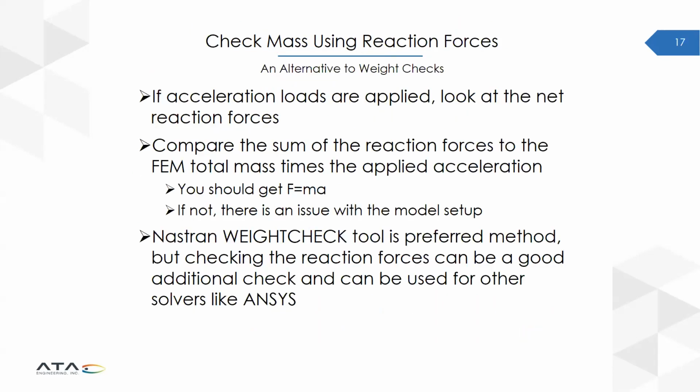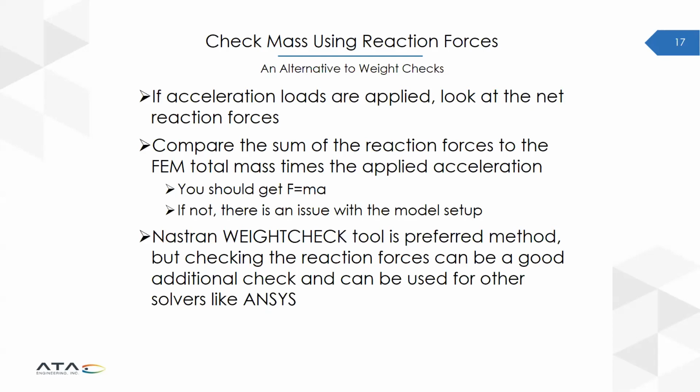And then, oh, one last thing, checking mass. Another way to check mass is using reaction forces. So if you use acceleration loads, it's good to look at the net reaction forces and compare the sum of those reaction forces to the FEM total mass times applied acceleration, or in other words, F equals ma. And if you're not getting F equals ma, you want to double check your model, because there's something wrong with it.